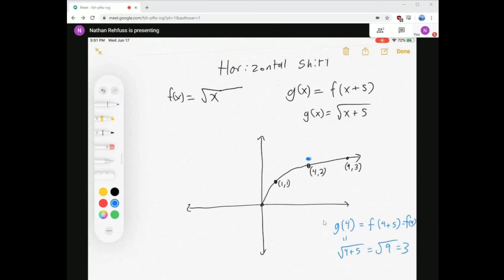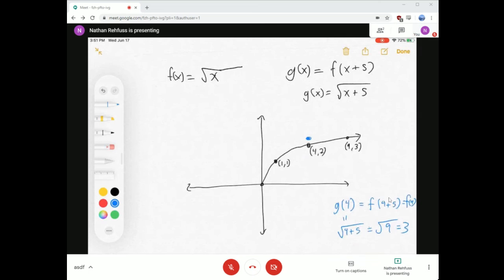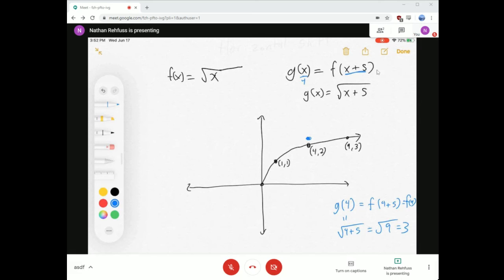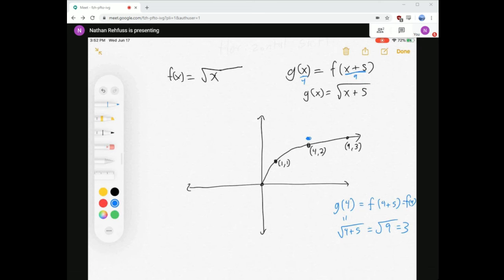So don't think of this as an up or down move, though, because remember I changed the input. Think of this as a left or right move. g of 4 is 3 because f of 9 is 3. When I plug 9 into f, I'd get 3. Well, when I plug 4 into g, 4 goes into g, but f only sees x plus 5. f sees a 9, so the input to f is 9. We're changing the input before it gets to f. So g of 4 is equal to 3 because f of 9 is equal to 3.